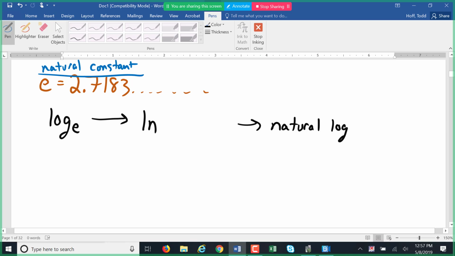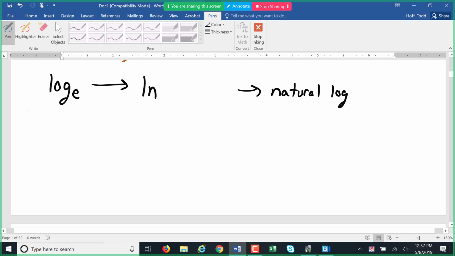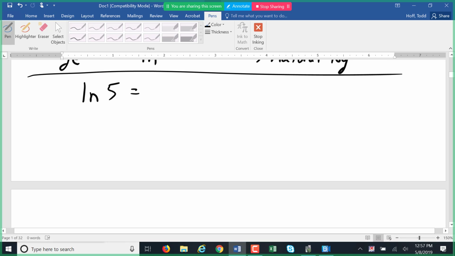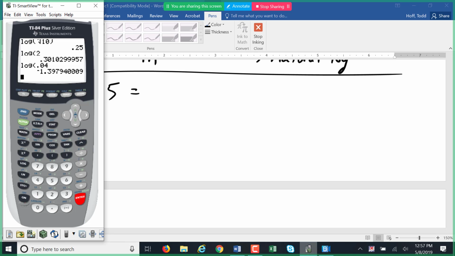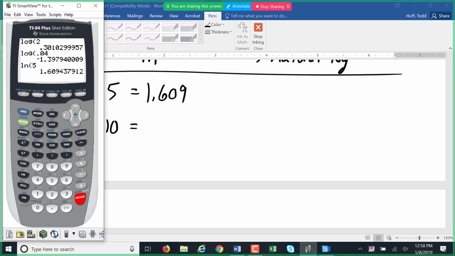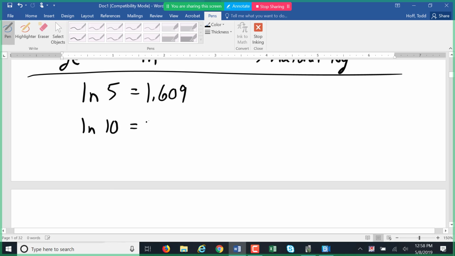So your calculator has that ln button. Works just like the regular log button. So we can find approximate numbers for ln of 5. That gives us 1.609. Find ln of 10. 2.303. Yes.